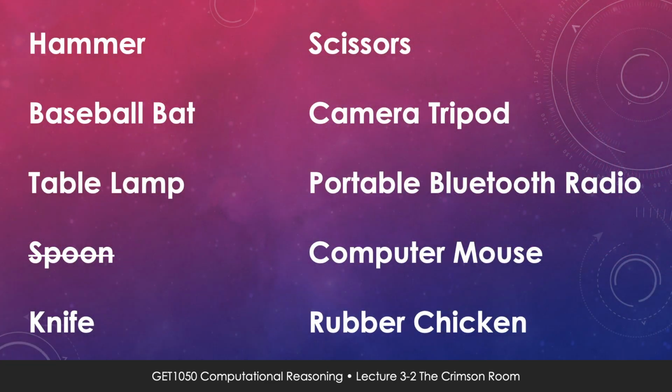And what happens? Now we can eliminate the spoon, the knife, the pair of scissors, camera tripod, portable Bluetooth radio, computer mouse, rubber chicken, right? We are left with the hammer, the baseball bat, and the table lamp. Wow, isn't it amazing? We have narrowed our list down to just 3 items. So this makes our investigation so much easier to handle. So then the question now is, of these 3 items, which one is our murder weapon?